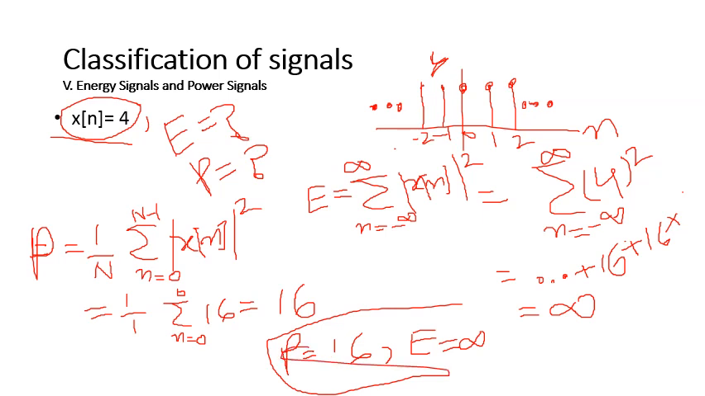So what do you think? Is it a power signal, or is it an energy signal? Anyway, these are the values you get. For power you get 16, and for energy you get infinity. Because a signal cannot be called an energy signal if it has zero or infinite energy, this is not an example of an energy signal. For the power, we say a signal is said to be a power signal if it has non-zero finite power. 16 is non-zero and also finite, so that means it is a power signal.